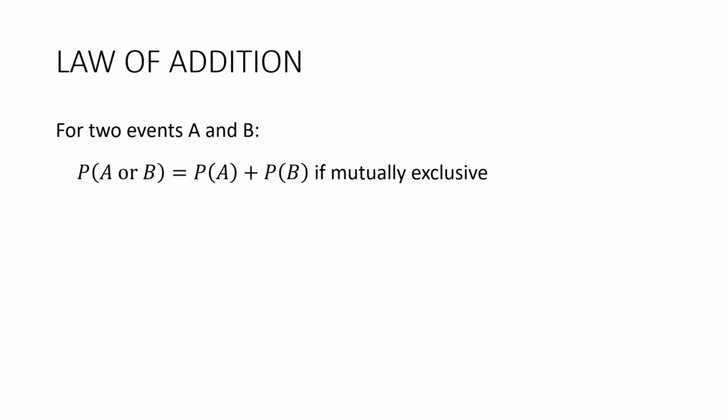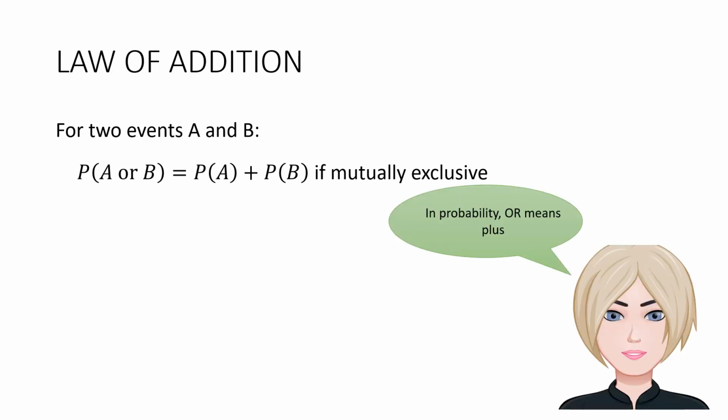Okay, let's move on to the second law, which is the law of addition. So for two events A and B, the probability of A or B occurring is equal to the probability of A plus the probability of B. And in probability, or means plus. So if we say or, we mean plus. Now, did you see these words here? That's if the two events are mutually exclusive.